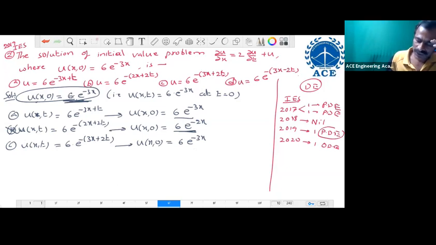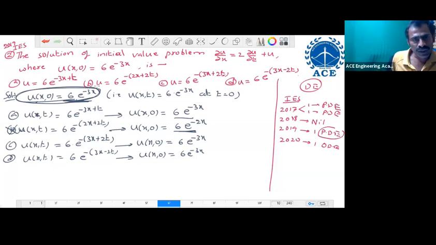Next, we verify option D. u of x comma t equals 6 into e power minus of 3x minus 2t. u of x comma 0 equals 6 e power minus 3x. So the condition is satisfied with more than one option except B. It is satisfied with A, C, D. So we are not in a position to choose the answer using the condition. That is why we go to the other method.